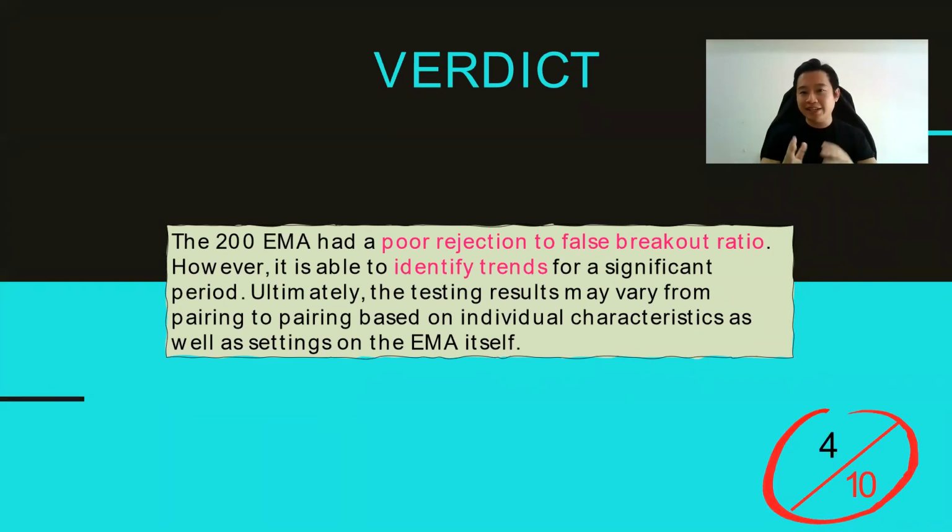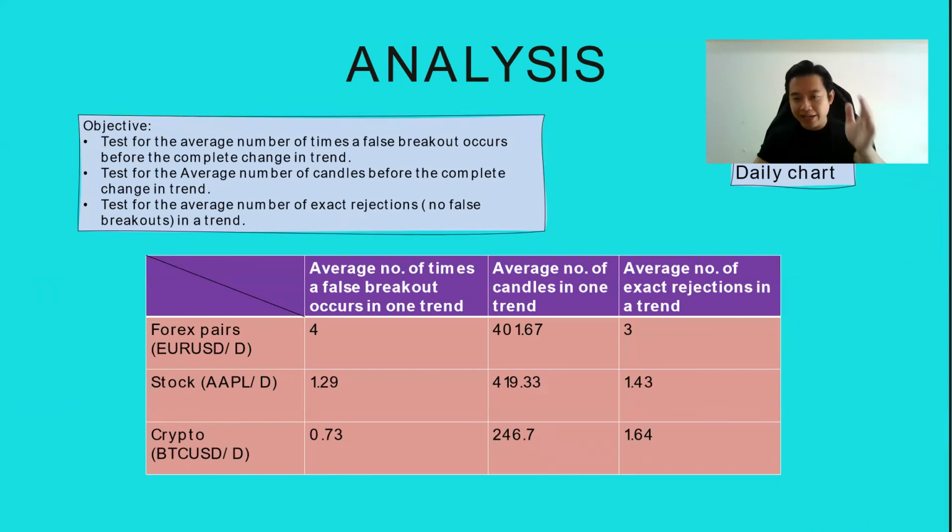All right. So ultimately, the testing results vary from pair to pair based on individual characteristics of the pair, as well as the setting of the EMA itself. So the 200 EMA itself as a whole, if you wanted to use it to the dot, we rate it 4 out of 10, right? If you want to use it to the dot. EMA as a whole is a good indicator, but you cannot use it exactly to the dot. You need to combine it with other factors to prevent the forced breakout, because based on our stats, the forced breakouts are more likely higher than the number of exact rejections. So if you're going to use it to the dot, you're going to lose more than you win.